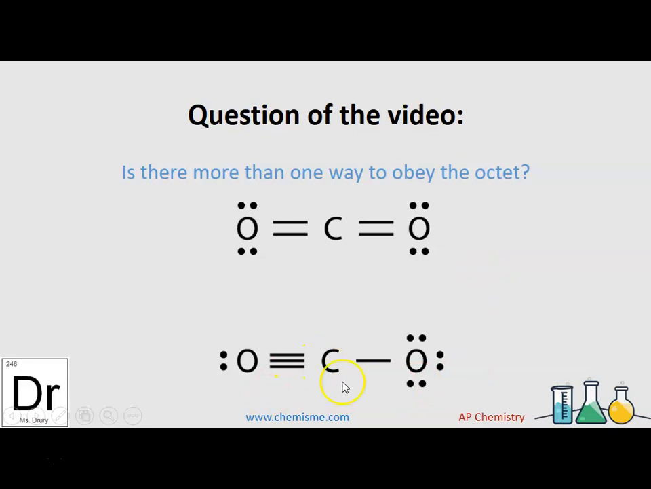On the next picture, though, it actually does obey the octet. The left oxygen still has 2, 4, 6, 8. The right oxygen has 2, 4, 6, 8 around it, and the carbon has 2, 4, 6, 8 around its bonds. And it still shows 16 electrons: 2 on the left, 4, 6, 8 on the triple bond, 10 on the single, 12, 14, 16. So, are any of these better than the other?